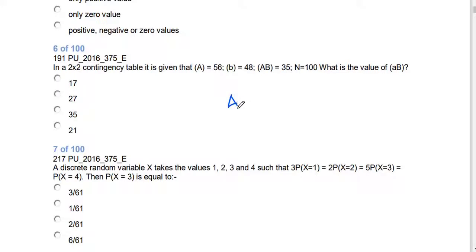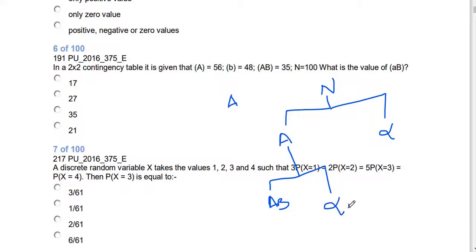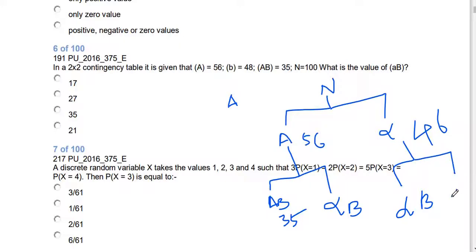Here, first we have n equal to 100, then we can divide into alpha, then into a alpha, then a beta, then alpha beta. Here we have a equal to 56, then ab equal to 35. Now in alpha also we have 46. Now what we need is alpha beta, capital beta alpha, and alpha beta.